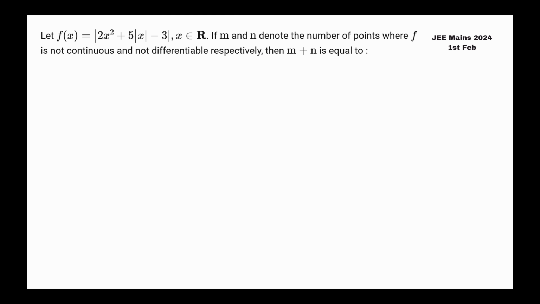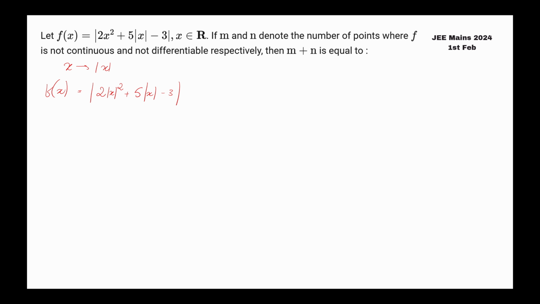Now let's look at this question. What has been given to us? Let f of x be equal to a polynomial equation in which we have x as mod x. So basically f of x, they've tried to represent in this format: modulus of 2 mod x square plus 5 mod x minus 3, because modulus x square is of course going to be x square only, it does not matter. If m and n denote the number of points where f is not continuous and not differentiable, then m plus n is equal to.